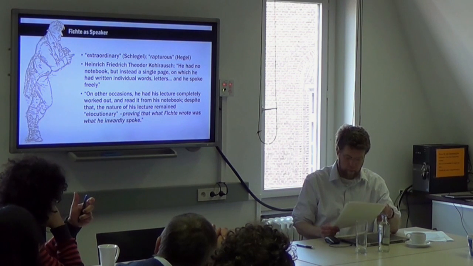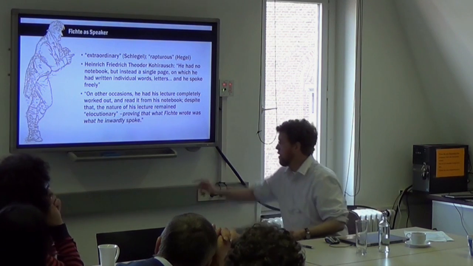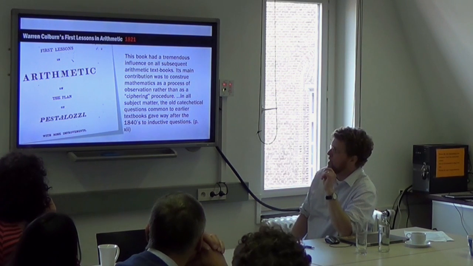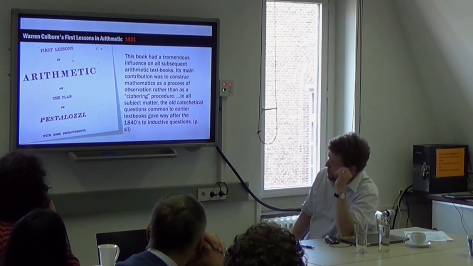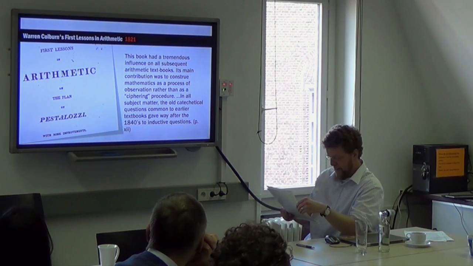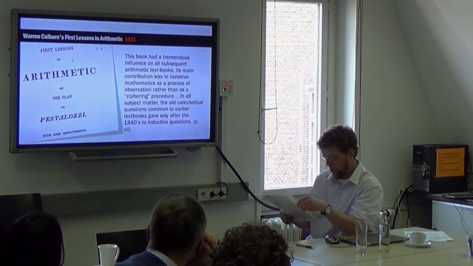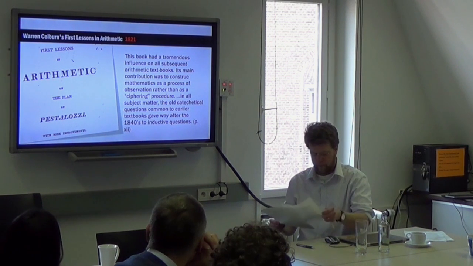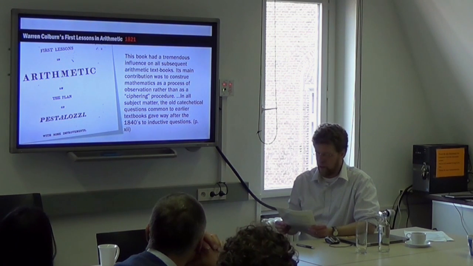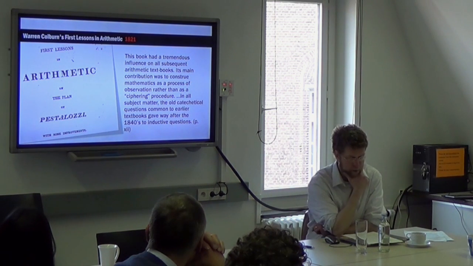The introduction of this inductive method led to a kind of revolution in American textbooks and education. So one historian says that this is the first book that shows the influence of Pestalozzi crossing the Atlantic. And it's from 1820. Here's what one historian says: this first Pestalozzian textbook, called The First Lessons in Arithmetic, was compiled by Warren Colburn. This book had a tremendous influence on all arithmetic textbooks. Its main contribution was to construe mathematics as a process of observation rather than as a ciphering procedure.